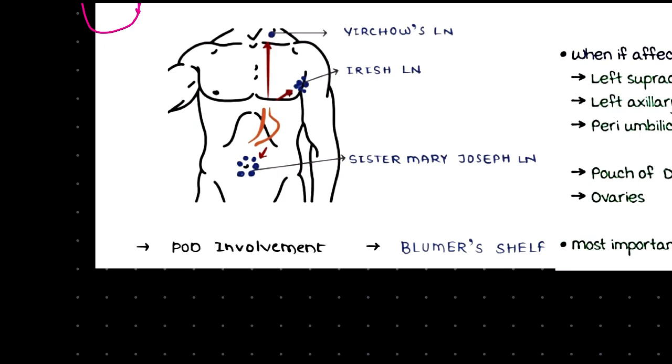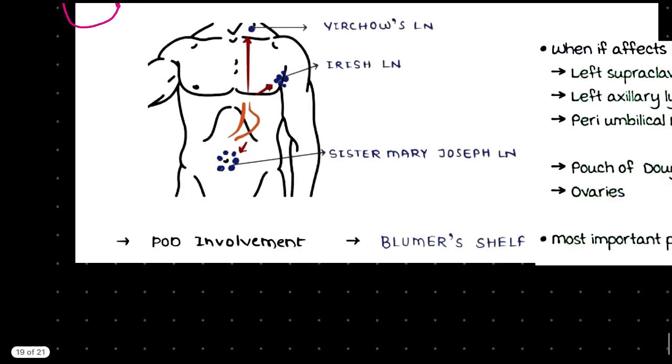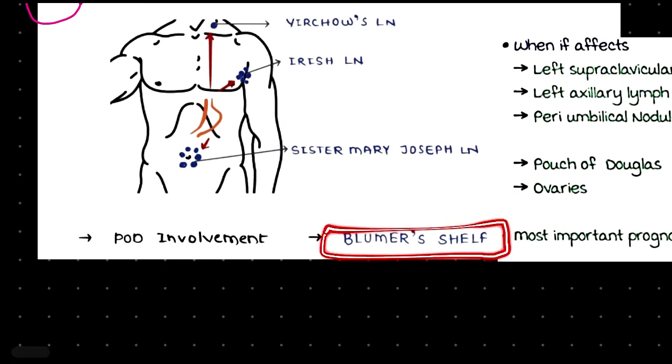Okay, now there is one last, and that is POD involvement. What is this POD? This is the pouch of Douglas. What is the pouch of Douglas? It is a retroperitoneal fold. Involvement of the pouch of Douglas is called Blumer's shelf. Now this pouch of Douglas is clinically examined, by examination of the pouch of Douglas.